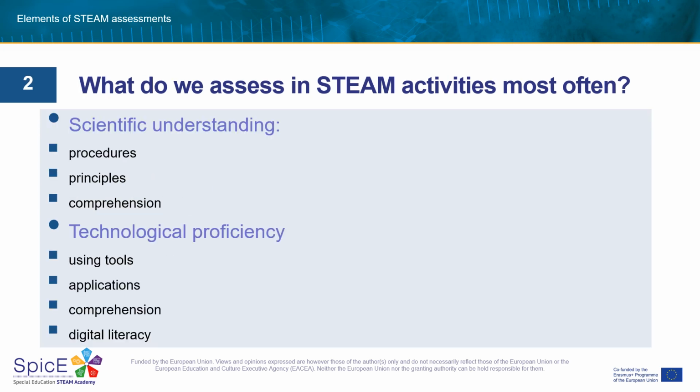What do we assess in STEAM activities most often? When we assess scientific understanding, we pay attention to using scientific procedures to investigate and comprehend the natural world in addition to knowing scientific principles. Assessing technological proficiency refers to the capacity to use and comprehend technology, including the usage of different tools and applications, as well as digital literacy.